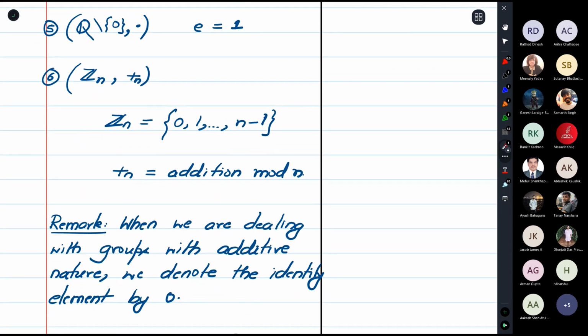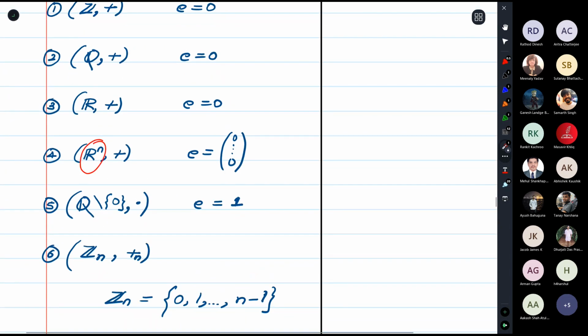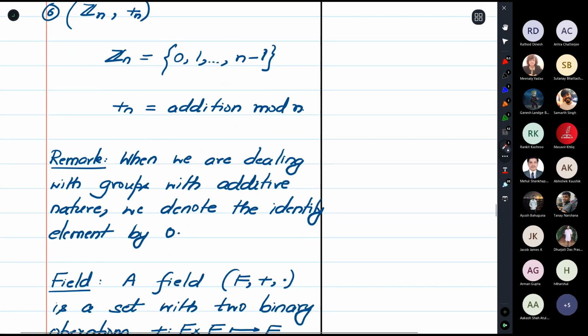All right. Okay, so there is a remark that I wanted to make. Typically when we will be dealing with groups with additive nature, we will denote the identity element simply by 0. So even if it is like Rn plus, I will denote the identity element simply by 0, and depending on the context, you should interpret this 0 to either mean the vector of all zeros or something else.